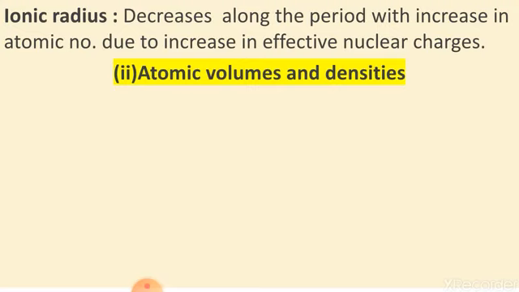Now dear students, about the ionic radii. As you know, atomic radii decrease along the period with increase in atomic number. This is due to increase in effective nuclear charge.